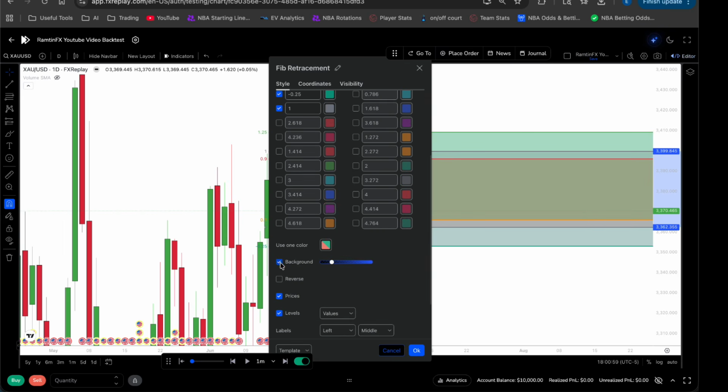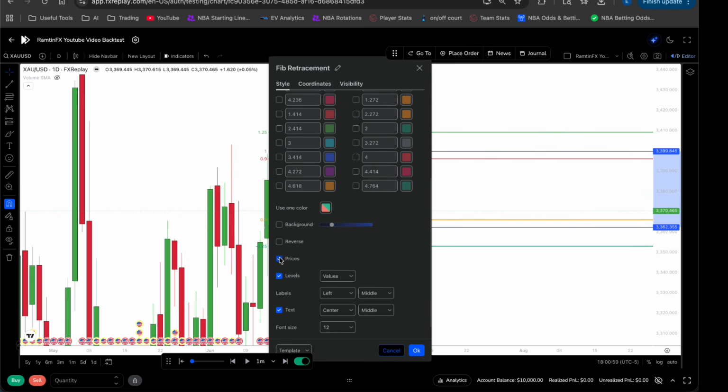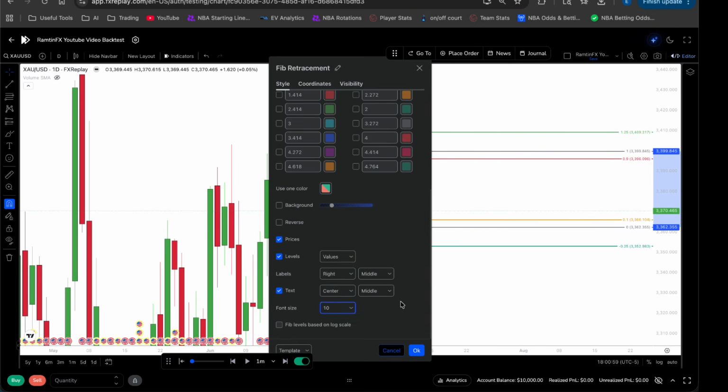Right here, we're going to go to the bottom and uncheck background. Where it says prices and levels, where it has the labels, we're going to select right so that it moves over to the right side so it's not in the way of the candles. The font size is completely up to you. I like the smallest, so I'm going to do 10.